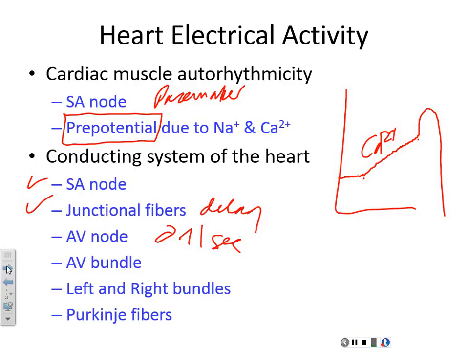Okay? So after the AV node, it goes into the AV bundle, sometimes called the bundle of His, that's his name. Okay? And then it will split into the left and right bundles. Now it's going fast because you've already delayed it a couple of times with the junctional fibers and with the AV node. And now it's going to spread through the ventricular myocardium using the Purkinje fibers. Okay? So I will also ask you through what structures the action potential is conducted in the heart.